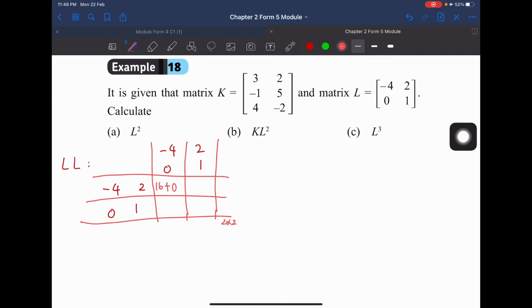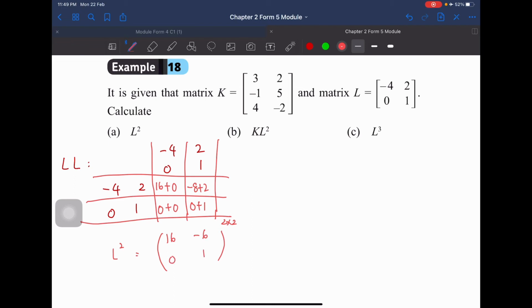Negative 4 times 2 is negative 8 plus 2 times 1 is 2. 0 times negative 4 is 0 plus 1 times 0 is 0. 0 times 2 is 0 plus 1 times 1 is 1. Okay, so we know that L squared is equal to [16, negative 6; 0, 1].